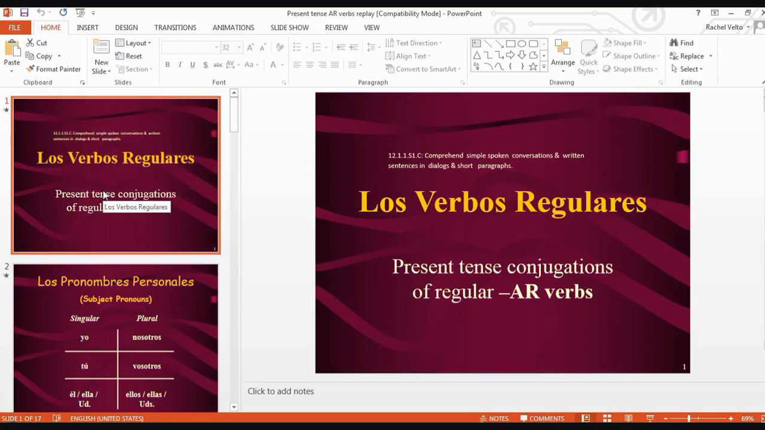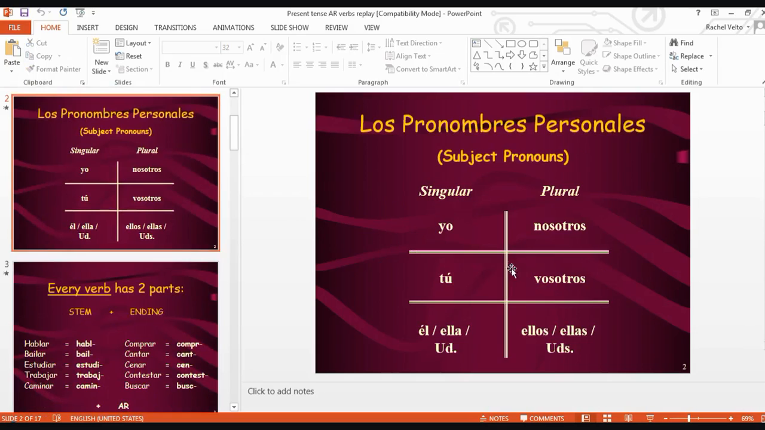Okay, so these are called regular verbs, and basically what we want to do is remember our pronouns, who could possibly do the action. So these are our pronombres personales, which we've done before. We've got yo for I, tú for you, your friend, él for he, ella for she, ud for usted or you formal. Over to the right-hand side, you've got nosotros, which is we. And remember, if you change the OS to an AS, you've got we, just girls.